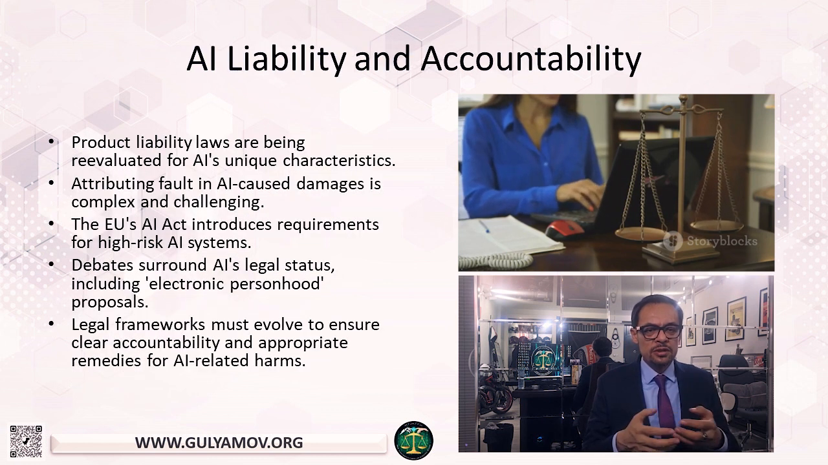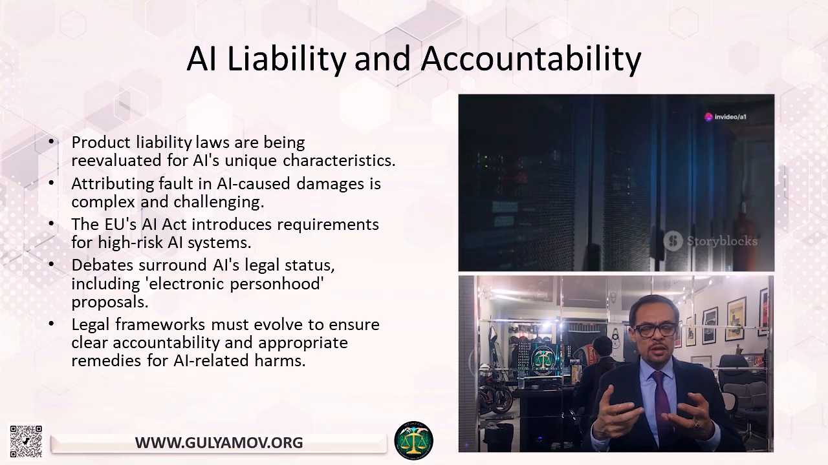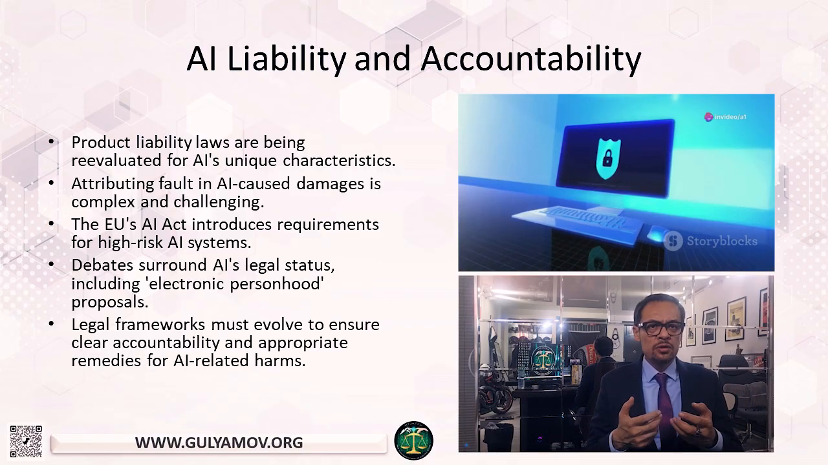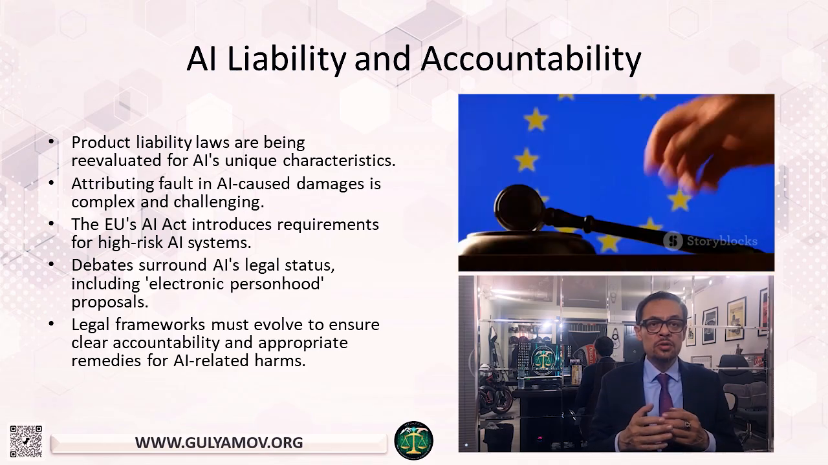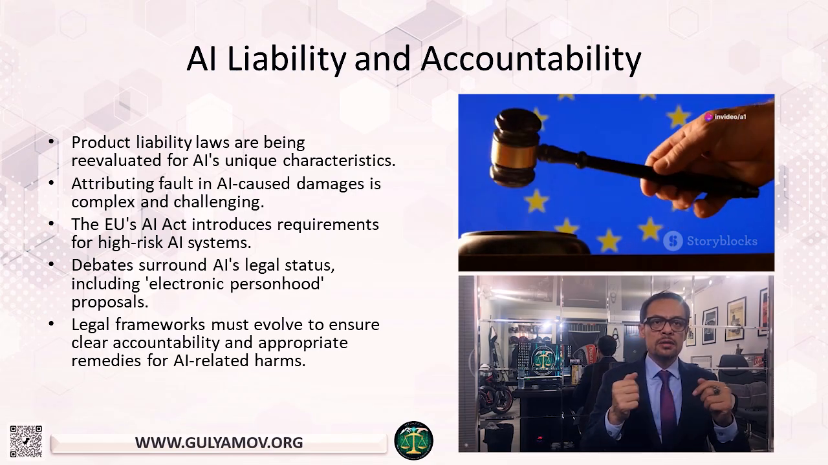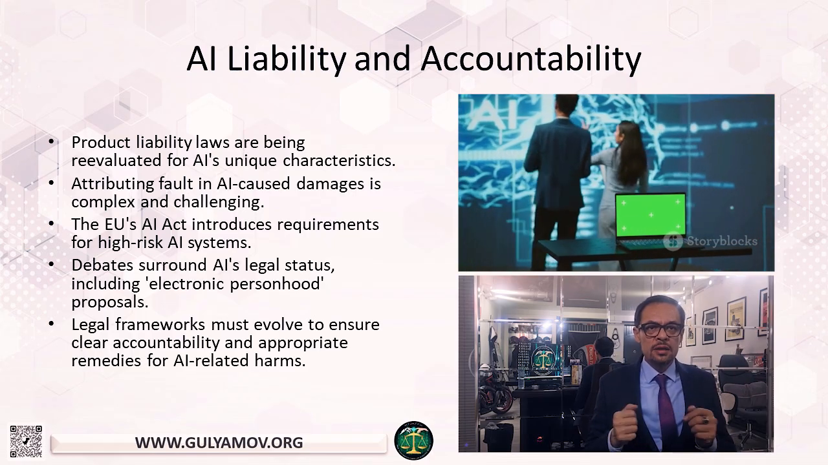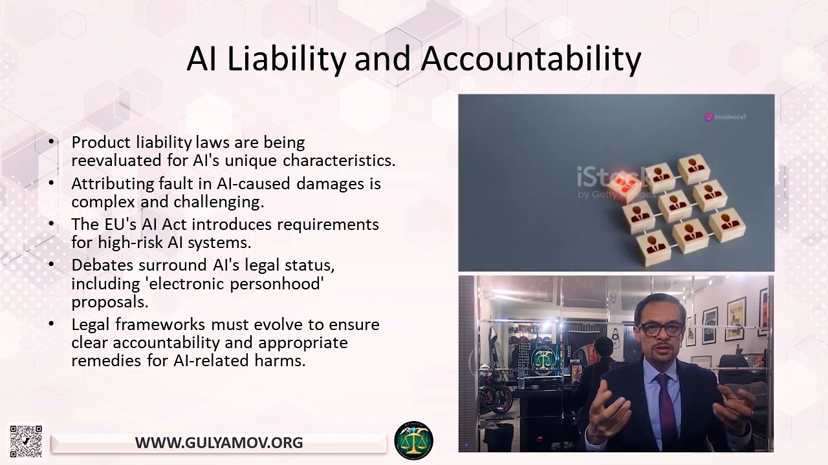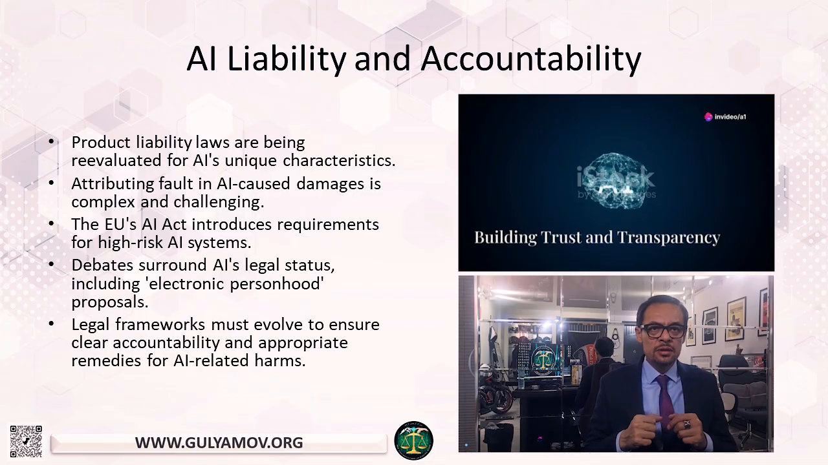AI liability and accountability. The realm of AI liability and accountability, as our slide illustrates, challenges traditional legal paradigms. Product liability law, once straightforward, now grapples with the complexities of AI's decision-making processes. Attributing fault in AI-caused damages becomes a Gordian knot of technical, legal, and ethical considerations. The EU's AI Act, with its focus on high-risk AI systems, represents a pioneering attempt to address these challenges. Debates surrounding AI's legal status, including provocative proposals for electronic personhood, highlight the depth of the conceptual shift required.